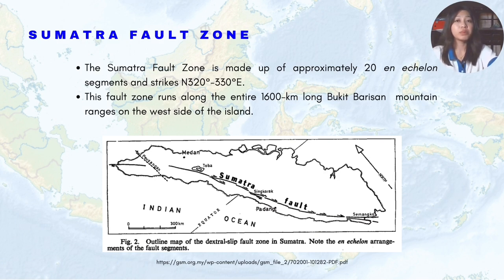Along this fault zone, it features several pull-apart basins which are associated with volcanic activity observed along the fault line. Historical records and modern seismic monitoring show that this fault has produced numerous large earthquakes over the past years. This means it poses a significant seismic hazard to the regions of Sumatra.